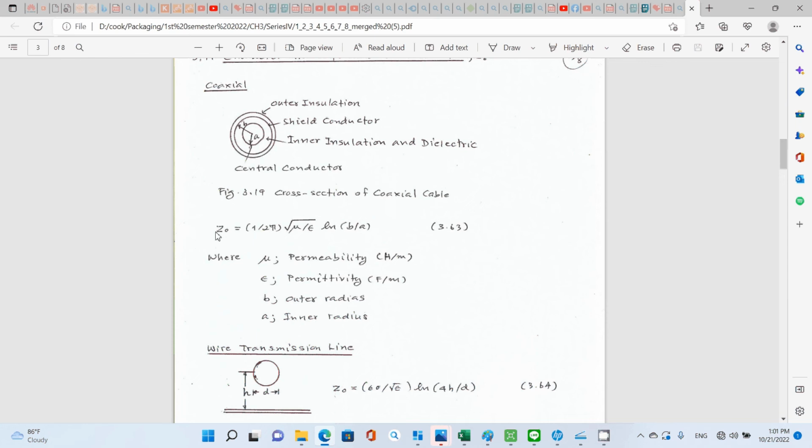characteristic impedance Z0 equal to this equation 3.63, where mu is the permeability in the unit of Henry per meter. That's related to the magnetic property, and epsilon is permittivity, farad per meter, related to the electrical property.